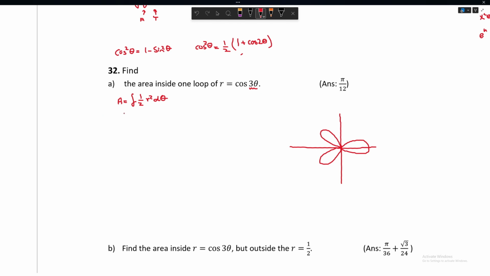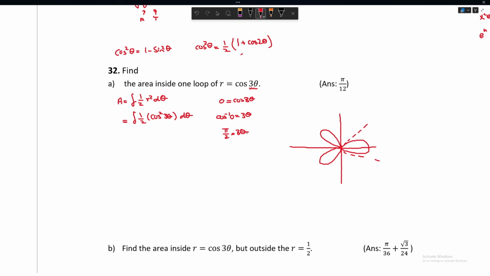Doing this, you'll get the integral of 1/2 of your cos squared 3 theta d theta. And so what are your bounds? Your bounds are going to be the areas here. Since we know the loop starts and ends at 0, we can set our r at 0, and you take cos to the other side. Cos inverse of 0 is pi over 2, and so this is pi over 2.